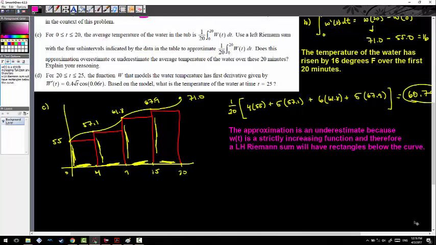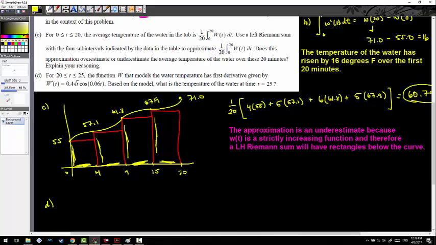Part D says, for 20 to 25 in minutes, the function W models the water temperature. It has the first derivative given by this cosine expression. Based on the model, what is the temperature of the water at time equals 25? So we are given this function here. For part D, it says W prime of t equals this strange cosine.